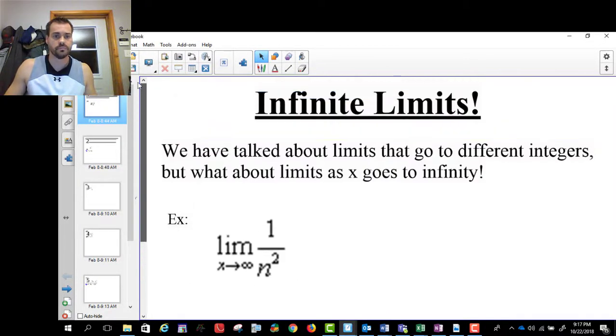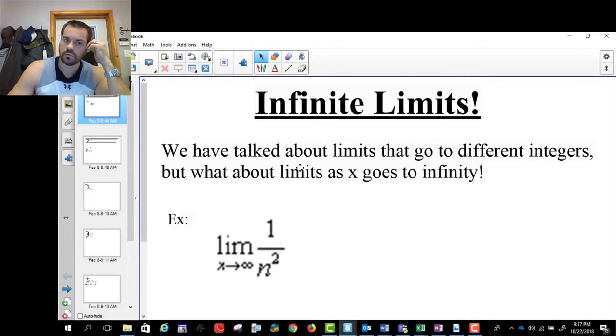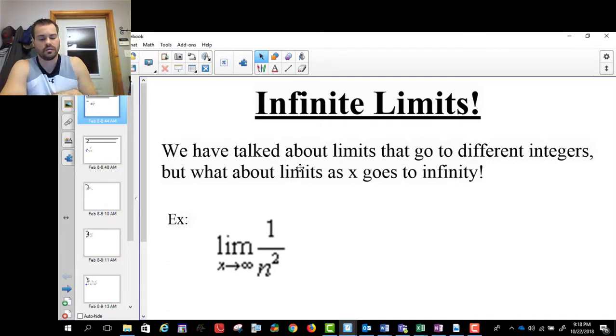All right, we are going to begin the infinite limits. We're going to talk about what happens when you have a limit where x is approaching infinity. And infinity is a little bit of a different beast because it doesn't necessarily behave like numbers do, but in some cases and in some ways it does. So we have to think about what happens when x gets really, really, really big.